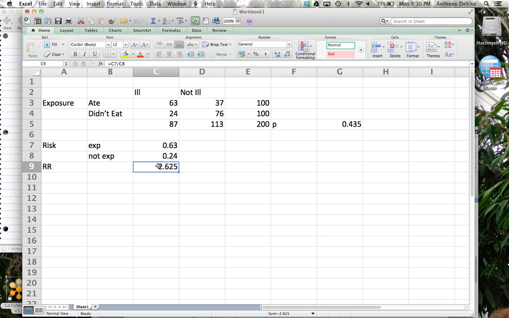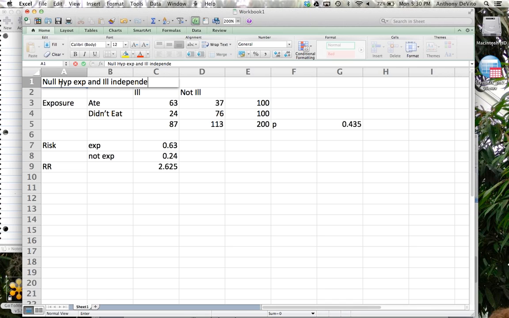Well, is that enough for me to say that there is a relationship between eating the tuna salad and becoming ill? Remember, what is our null hypothesis here? Our null hypothesis is that the tuna salad was perfectly okay. That the exposure and the illness are independent. There's no relationship, right? Our alternative hypothesis is that there is a relationship.